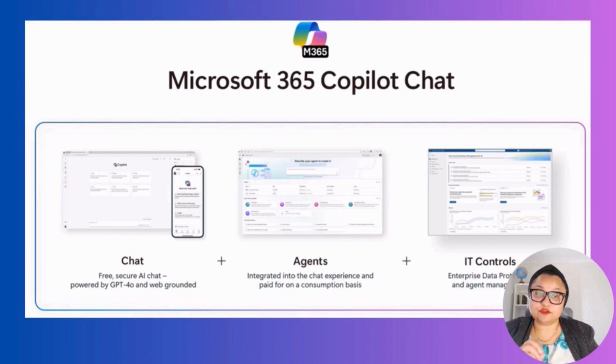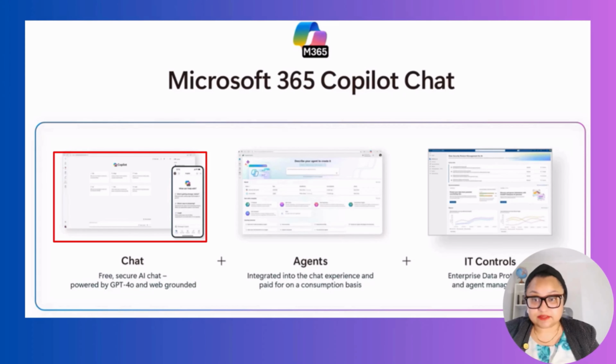This is the Microsoft 365 Copilot Chat experience. It brings together three key elements that make Copilot useful and safe for work. Chat. This is your conversational interface. It's powered by advanced AI models like GPT-5, which stands for Generative Pre-trained Transformer. In simple terms, it's the brain behind Copilot that understands your language and generates helpful responses.